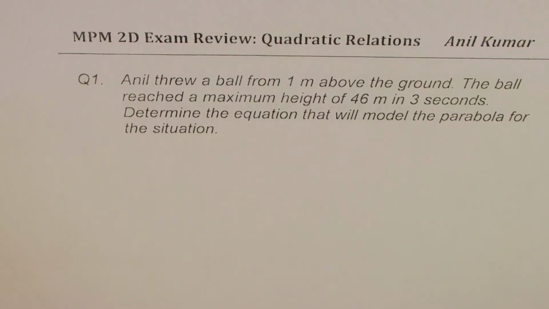Question number 1. Anil threw a ball from 1 meter above the ground. The ball reached a maximum height of 46 meters in 3 seconds. Determine the equation that will model the parabola for the situation.